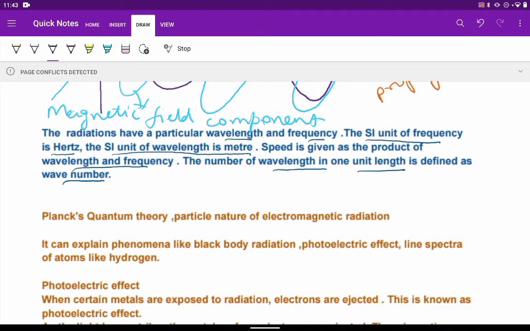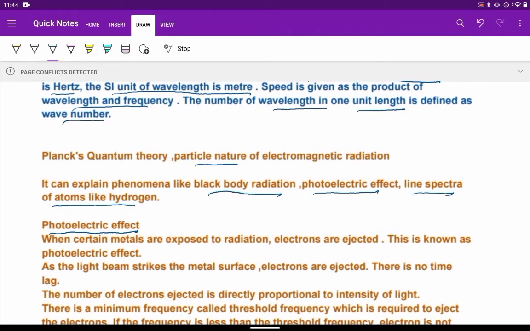There are certain characteristic features which cannot be explained by the wave nature of electromagnetic radiation. For that, particle nature is important. With the help of particle nature, we can explain the photoelectric effect, line spectra of some atoms like hydrogen, as well as black body radiation. First, let us deal with the photoelectric effect.